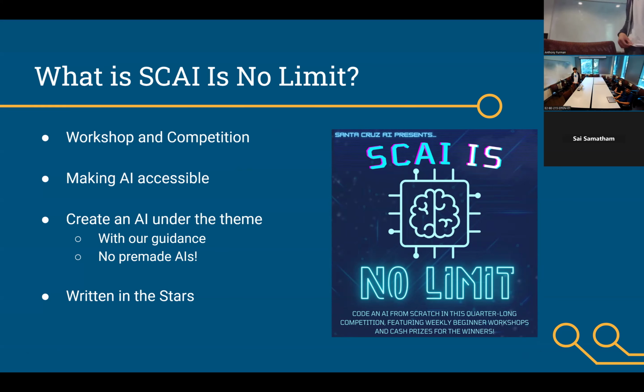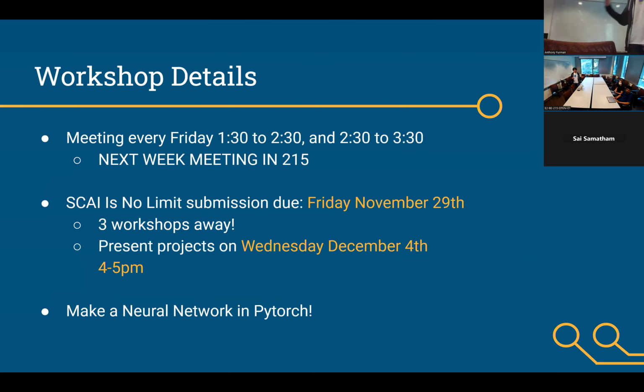It could be any kind of AI, but we're specifically doing a neural network in PyTorch, which is what almost all AIs are made with nowadays.